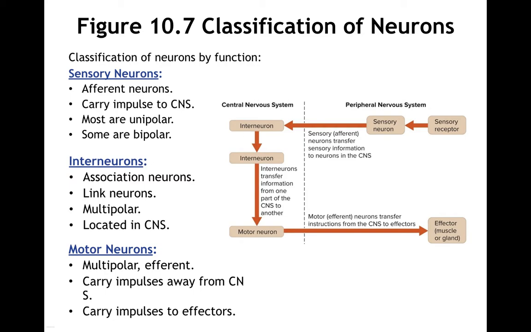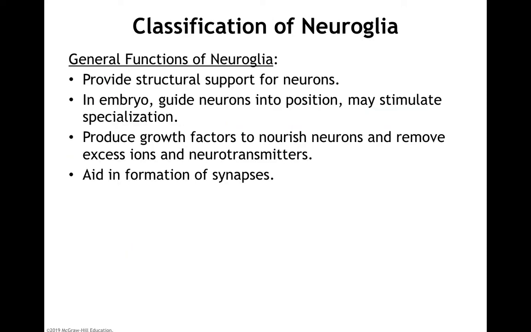We can also classify neurons by function. So sensory neurons are afferent neurons carrying impulses toward the central nervous system. Most of those are unipolar, a few are bipolar. Then we have neurons that connect things within the central nervous system. They are also called association neurons or link neurons. They are multipolar, and they are located within the central nervous system. And then we have motor neurons, which are multipolar, efferent, carrying impulses away from the central nervous system, carrying impulses to the effector organs, skeletal muscles, or glands.